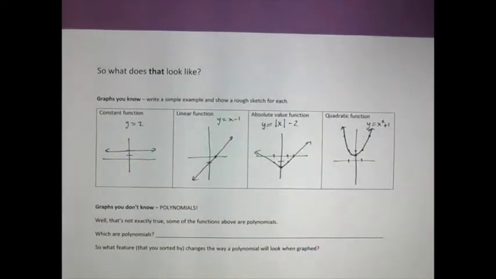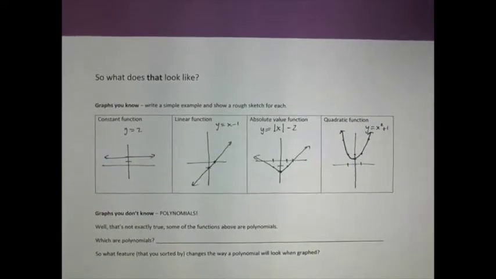So these are functions they should know. This is a little review. Again, having them do that with their groups or come up to the board and draw one, that's fine. So the question is, what we don't know is polynomials. We just did all that sorting of polynomials. What do those graphs look like if we try to graph one of those?